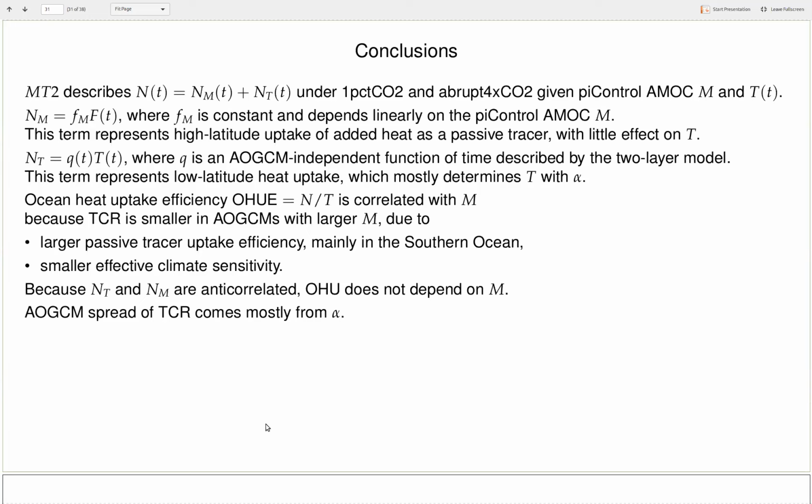And this is something I didn't show you, but it is another consequence of the model, that the AOGCM spread of TCR comes mostly from alpha at all times. And that, I think, is the explanation of the finding of Gregory, that it's somehow kind of surprising that the effective climate sensitivity is a better predictor of the warming, say at 4xCO2, than under 1% CO2. But I think the MT model framework helps to account for that. That's it. Thank you.